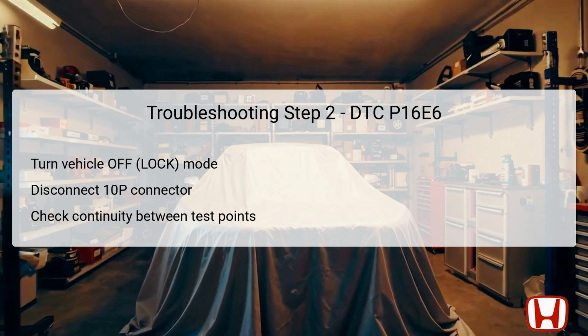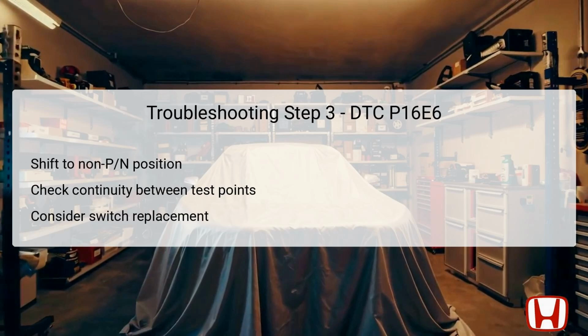With the connector removed, you will check for continuity using a multimeter between specific test points. Test point 1 refers to terminal number 7 of the transmission range switch 10P connector, while test point 2 should be connected to body ground. If continuity exists, this suggests that the circuit is intact and the next step should be followed. Conversely, if continuity is absent, further investigation is warranted into possible cable faults.